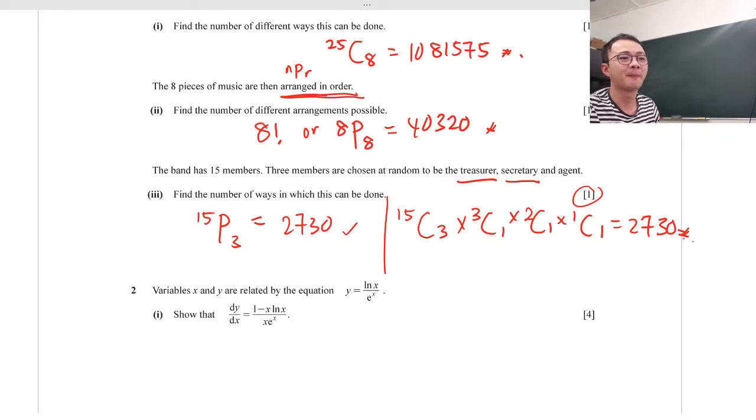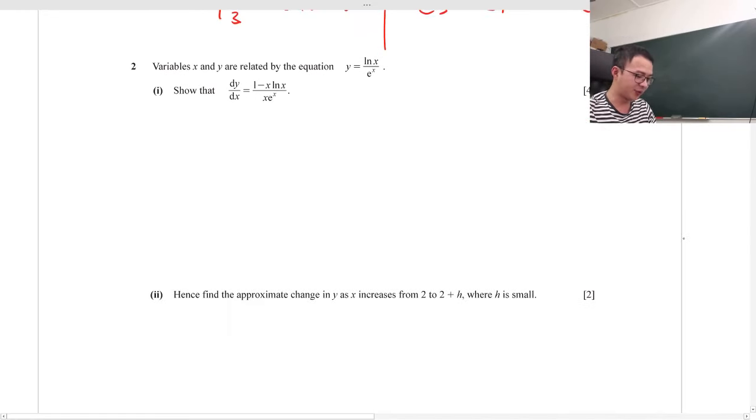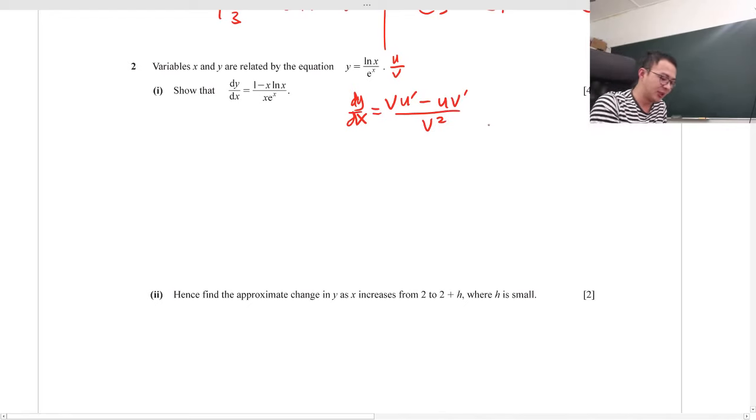Alright, so I hope you guys can understand here. It's quite straightforward. Variables x and y are related by this equation, show dy/dx. So basically, you have u and v over here. You should know this one is the quotient rule. Just in case some students do not know the quotient rule, the formula is (v du minus u dv) over v squared. So basically what I'm doing here is I apply the quotient rule.